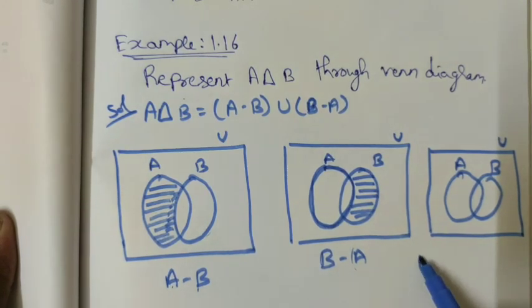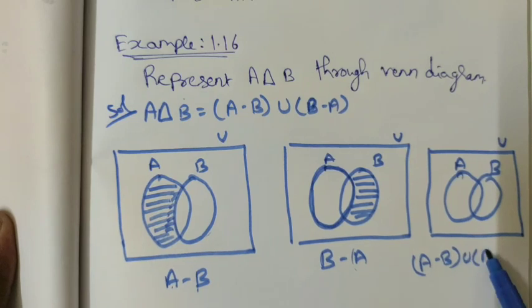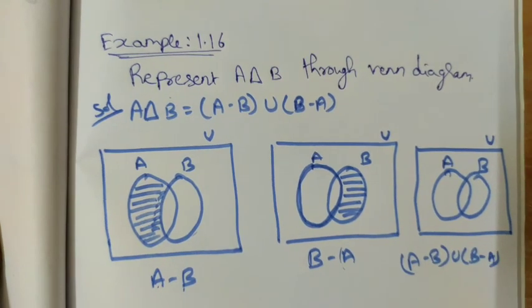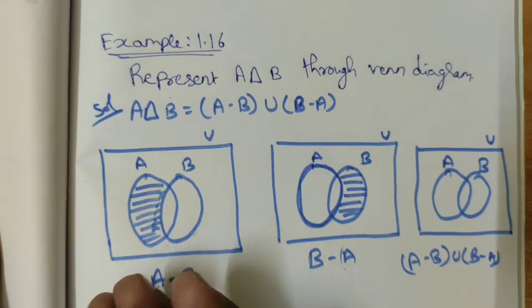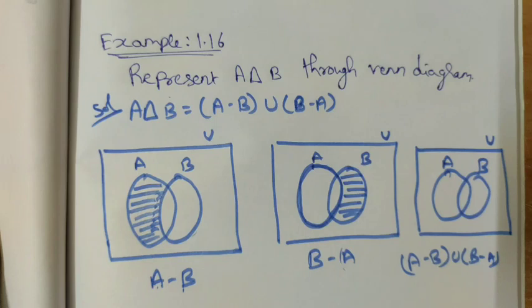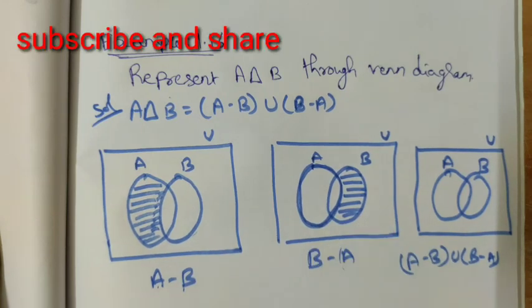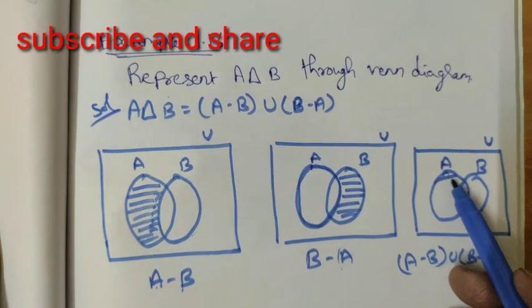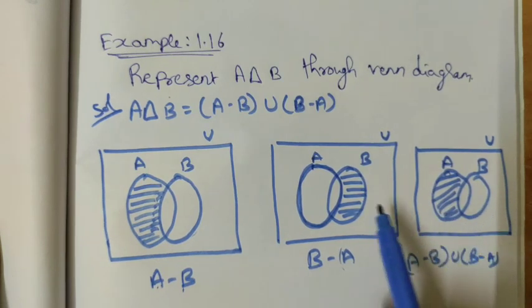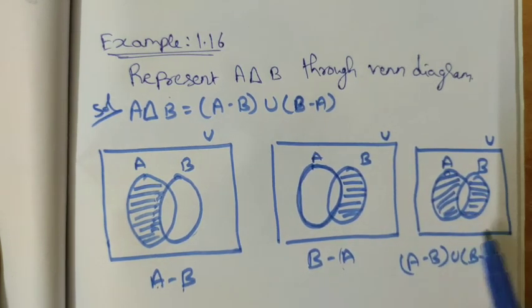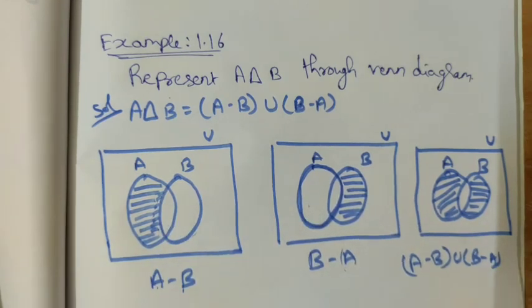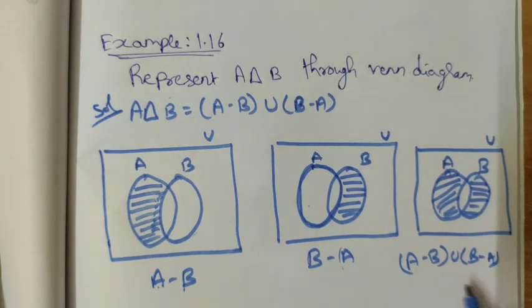Now A minus B union B minus A. We have to find A minus B union B minus A. Just imagine if you take this Venn diagram and place it here, which portions are covered? The total A is covered, and then total B is covered except the middle portion. The middle portion of both is not shaded, so this is A minus B union B minus A.